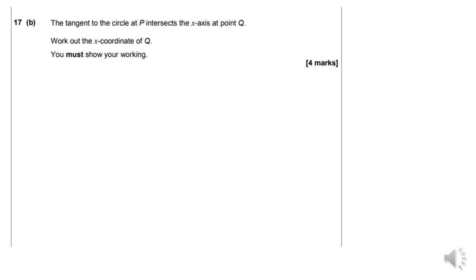The tangent to the circle at P intersects the x-axis at Q. I just have to remind myself of the point P because it's on the previous slide. So point P is (-5, 2). It intersects the x-axis at point Q. Because it's just x squared add y squared, we know that the centre is (0, 0). So it looks a little bit like this. We know that the radius is the root of 29.